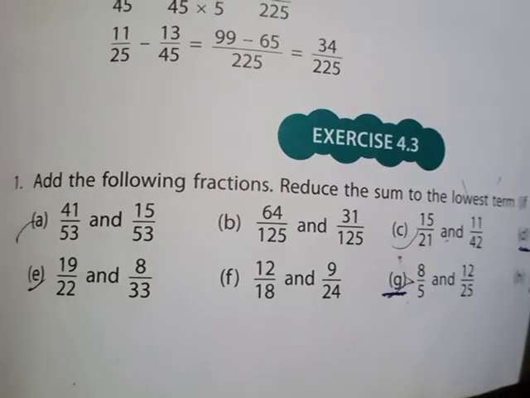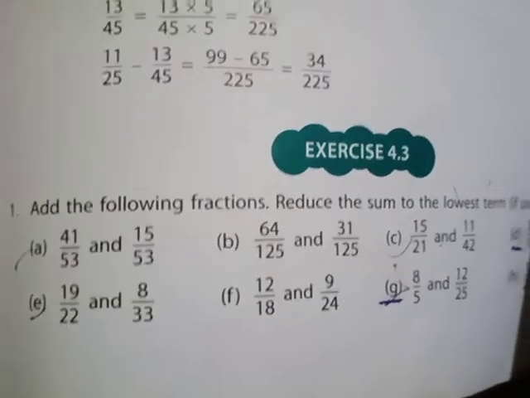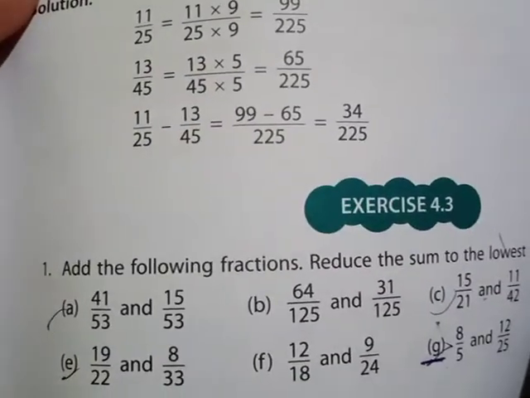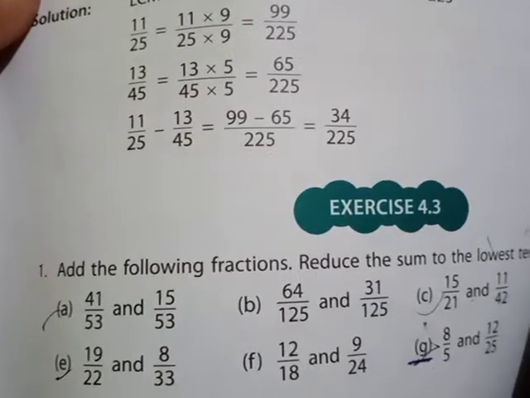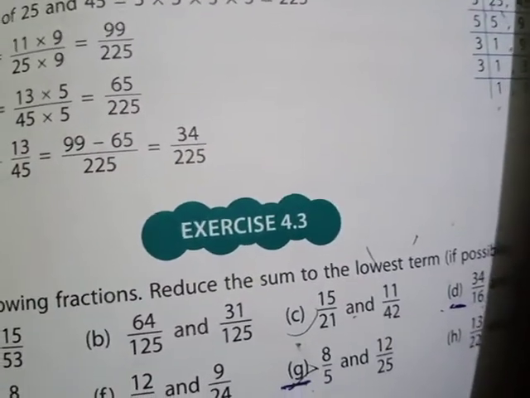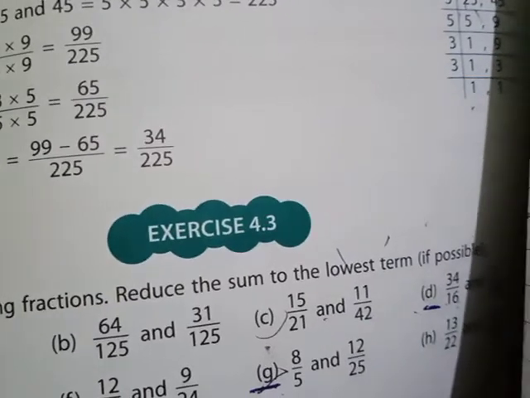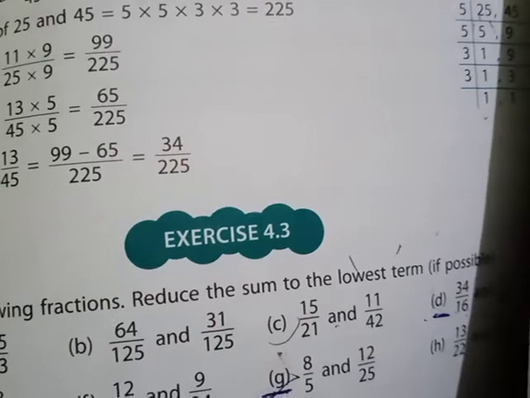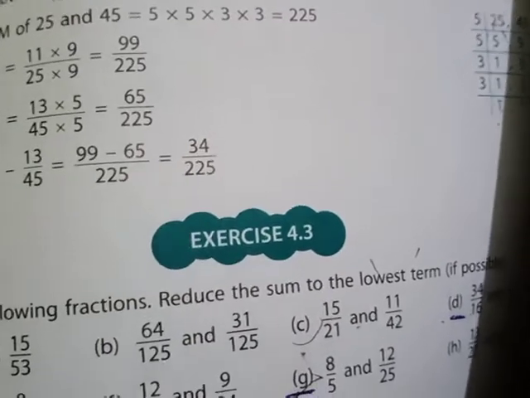Moving forward with exercise 4.3. In this exercise, you see it is written: add the following fractions. We have to add the given fractions, okay? Reduce the sum means the answer which you get, to the lowest term if possible. Means if possible, then you have to divide the two numbers of the fraction also.